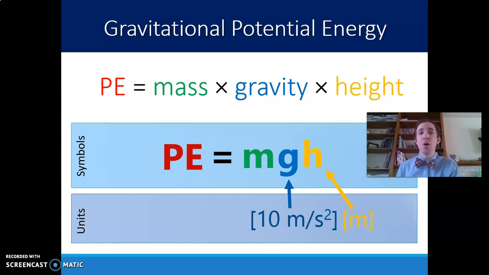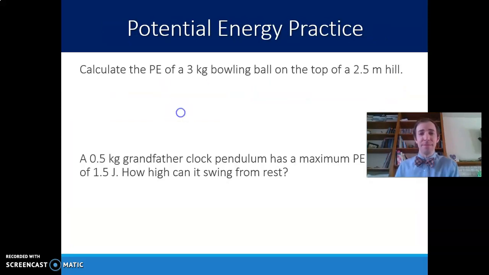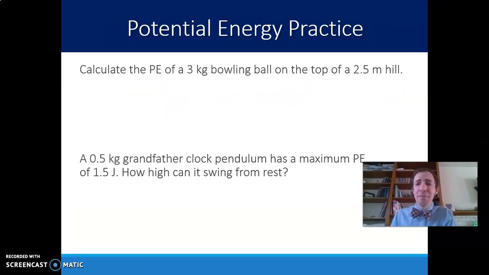In this particular case, we are going to use a positive 10 meters per second squared because we don't worry about the direction when it comes to energy. Energy is a scalar quantity, which means it is always positive, can never be negative. Finally, on the right hand side here, mass is calculated in units of kilograms. And then potential energy, just like kinetic energy, is measured in units of joules. This will allow us to compare potential and kinetic side by side. Let's look at a couple examples here.